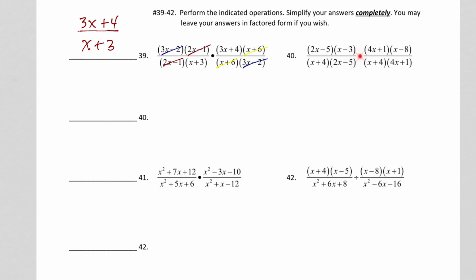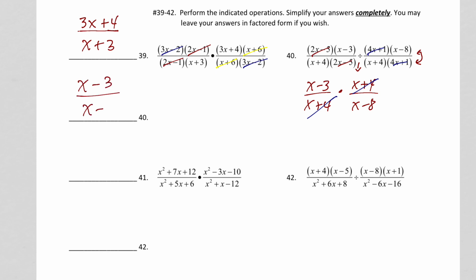Okay, this is going to change the multiplication. We're going to flip this upside down. But so I don't have to write stuff, I'm going to cancel within each fraction first, so I don't have to write more than I need to. So this cancels with this, and this cancels with this. And so what I'm left with is x minus 3 over x plus 4. Change this to a multiplication by flipping this upside down. And then this cancels with this, and we're left with x minus 3 over x minus 8.